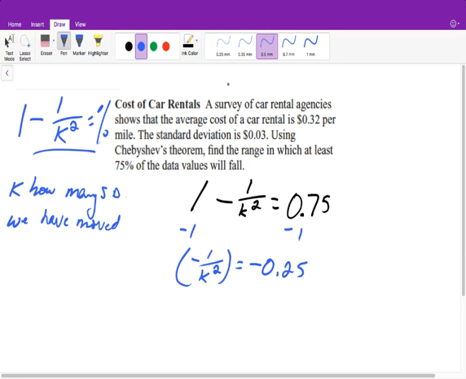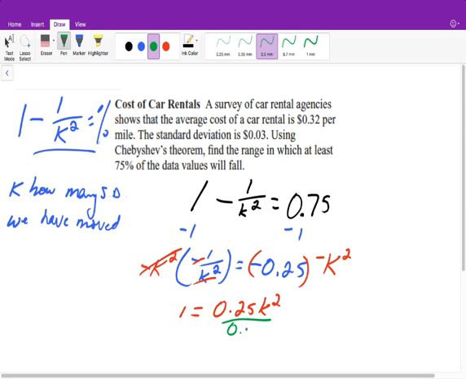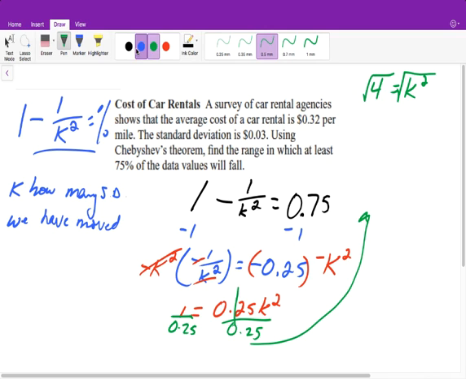Then we need to get the k squared out of our denominator. So we multiply by negative k squared. We're multiplying it by negative as well because both of those are negative. So we just want to turn it to a positive. This will cancel out. So we're left with 1 is equal to a positive 0.25 k squared. So to isolate the k squared, we then need to divide by 0.25. And we do that to both sides. So 1 divided by 0.25, I'll write it up over here, is equal to 4. And then we need to take the square root to solve for k. So that means k is then equal to 2.